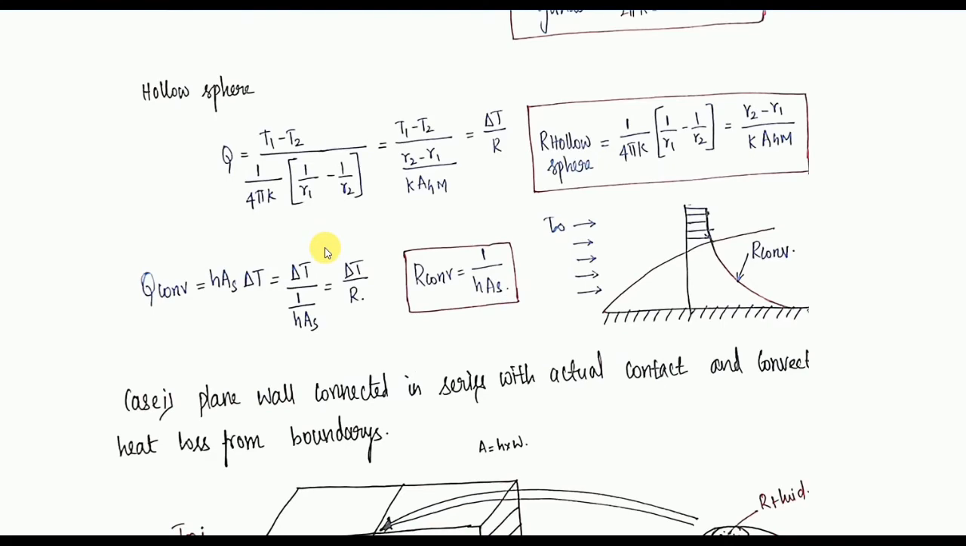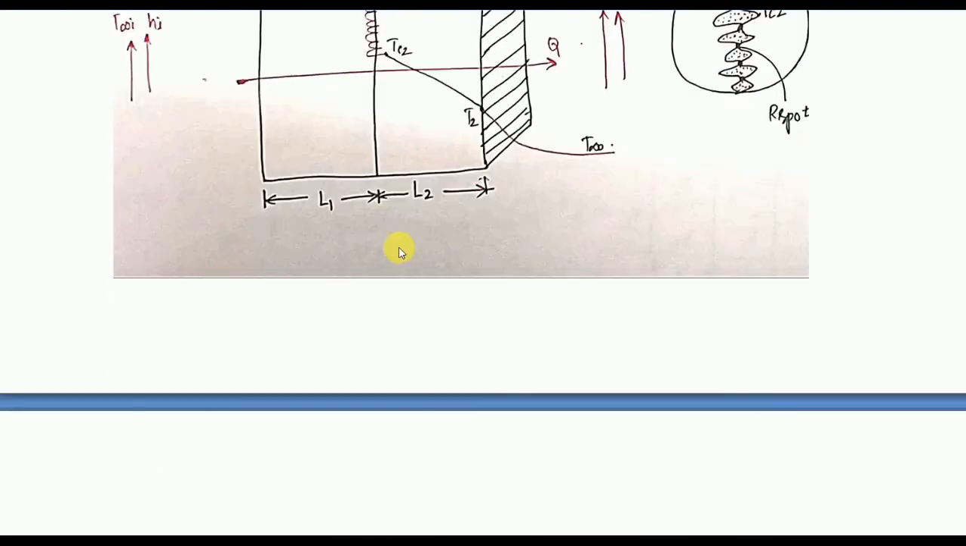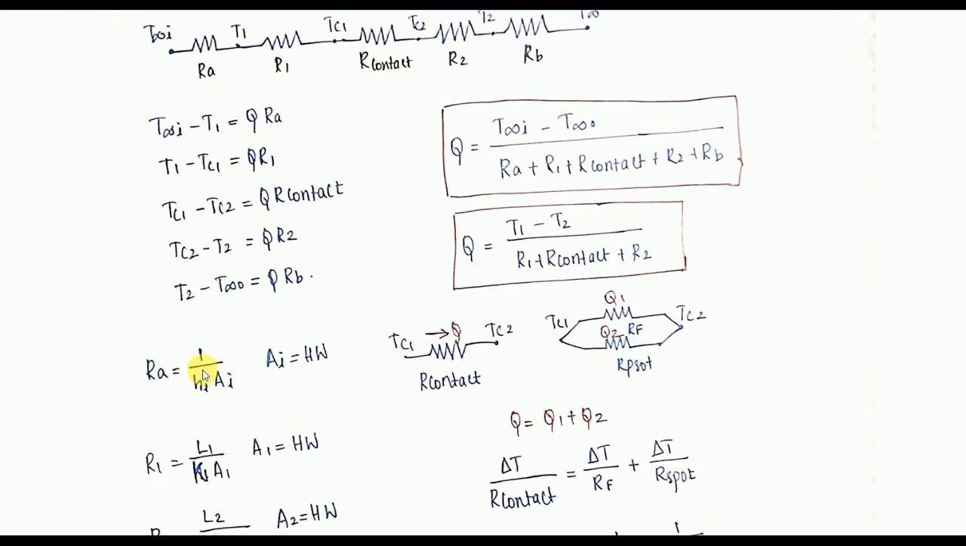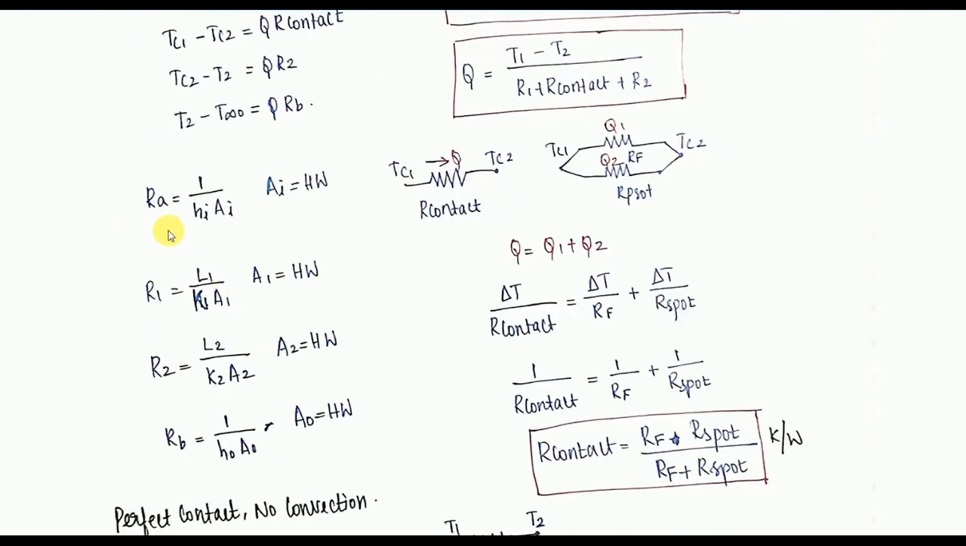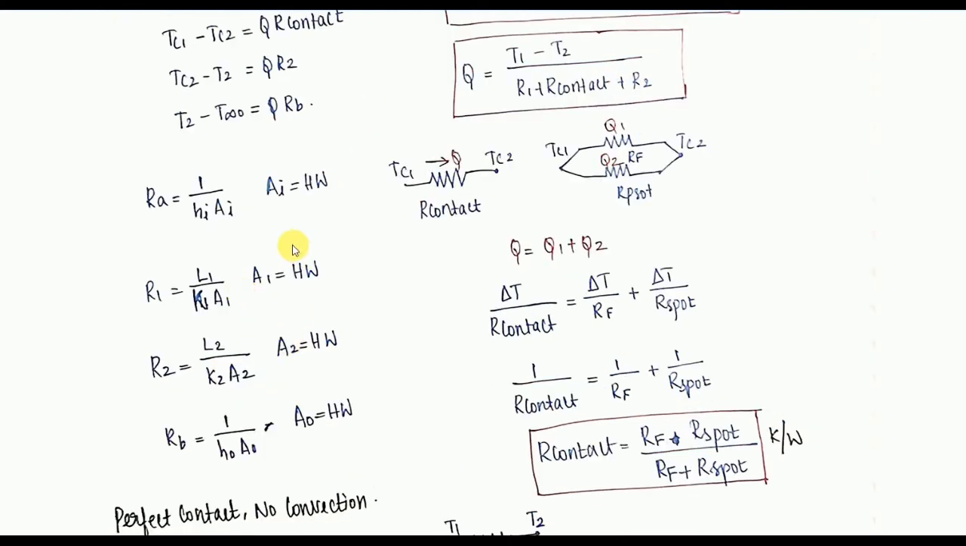Q convection equal to h_i ΔT, that is ΔT by R, where this R is 1 by hA. The same thing I have written here, 1 by hA. For A it is the inlet, 1 is the first material, 2 is the secondary material, and B is the outlet. The same thing we are writing. Hope you understand. But the important thing you can see here is the area only.